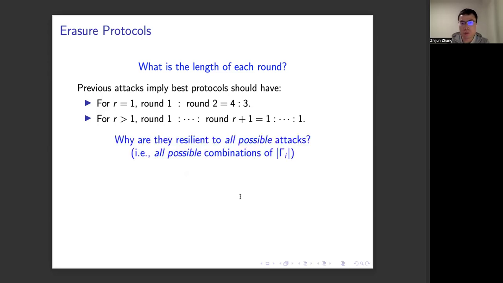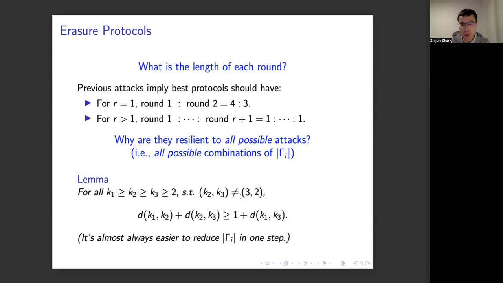And now the question that remains is why such a protocol should be resilient to all possible attacks. Because on previous slides, we only chose specific attacks. But for this protocol to have a certain resilience, we have to ensure that under all possible combinations of the size of gamma I, this protocol is still resilient to such a fraction of erasures.